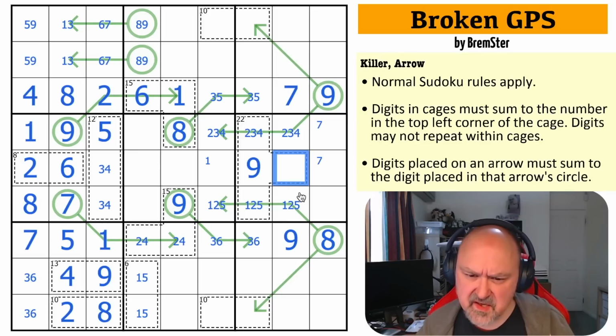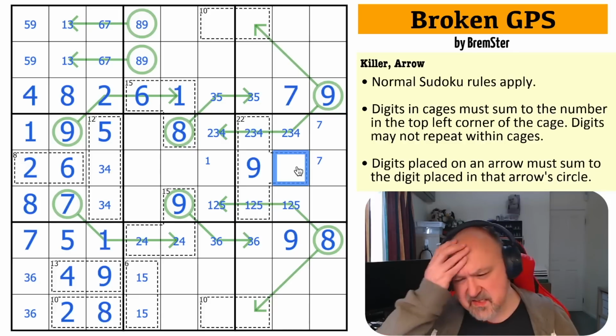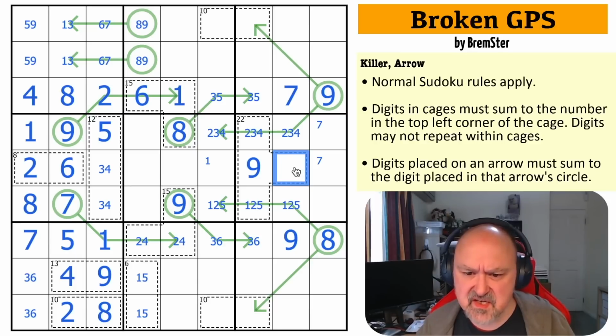So this cage can't have a 7 in it. Can't have a 6 in it. So that, I think, has to be an 8. Because the maximum... I can't use a 7 or a 6 there. If this is a 5, the maximum these would be is 5, 4, 2. 5, 4, and 2 is 11, and that only gets me to 20. This is an 8.